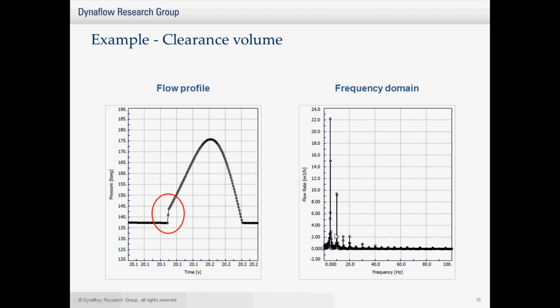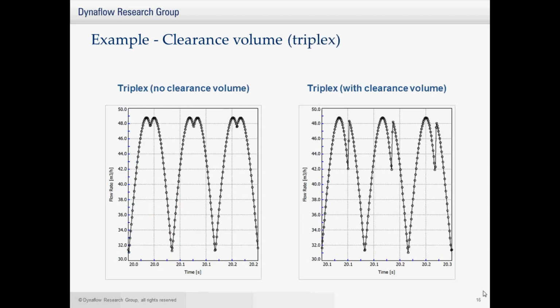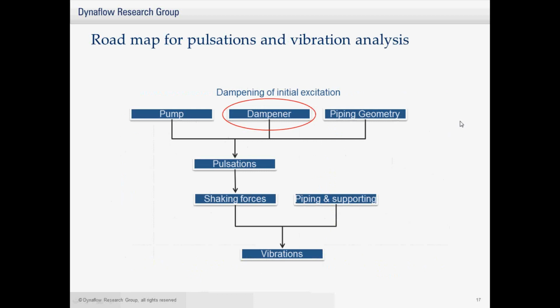And again, this has some effect on your frequency domain analysis. So these peaks all shift a little bit, and most of the time this kind of effect introduces higher frequency components. So here you can see another comparison of what clearance volume does with your flow profile. On the left you see no clearance volume taken into account, and you get back a relatively simple flow profile. To the right you see with clearance volume, and here you can see the distinct sharp peaks of the valve delay opening.